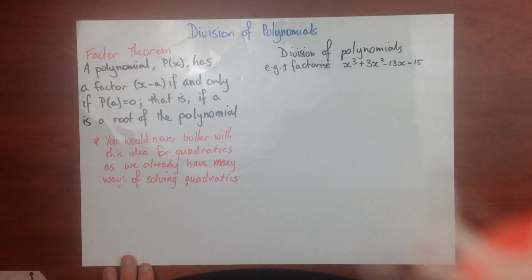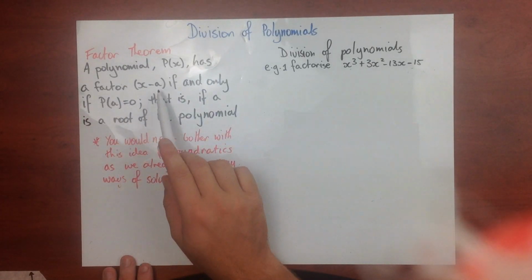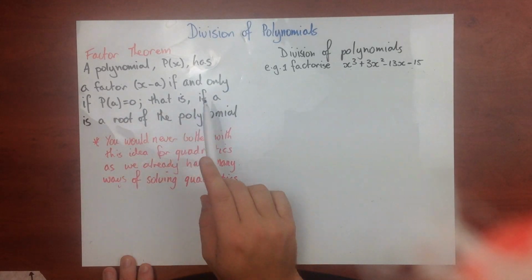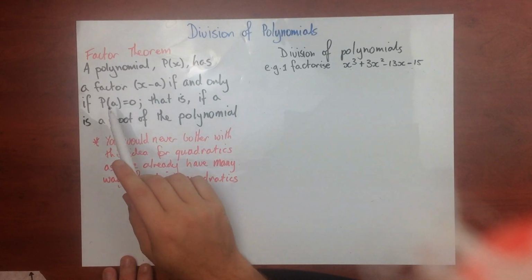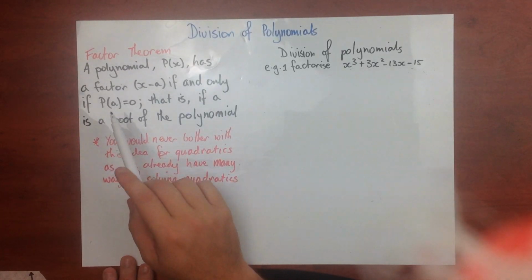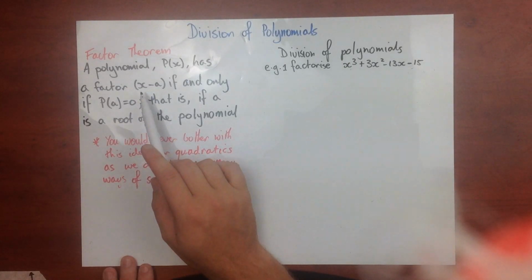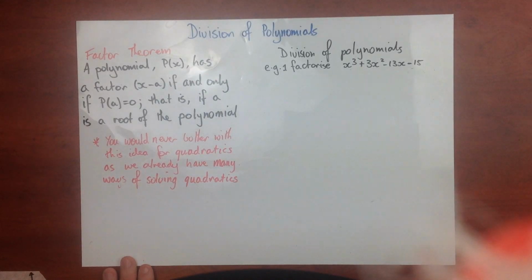So the factor theorem is: a polynomial p(x) has a factor x take a if and only if p(a) equals 0, that is, if a is a root of the polynomial. So what that means is we've got some value a that we're subbing into our polynomial that gives us a value of 0. And that means then that x take that value of a is a factor of that polynomial.